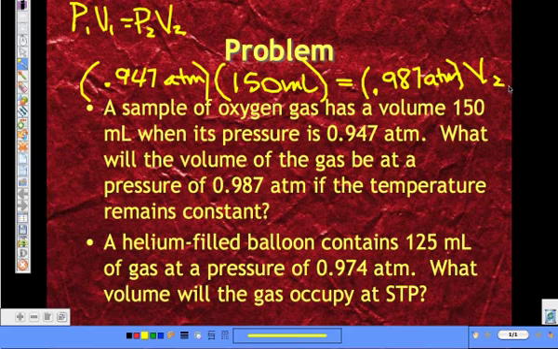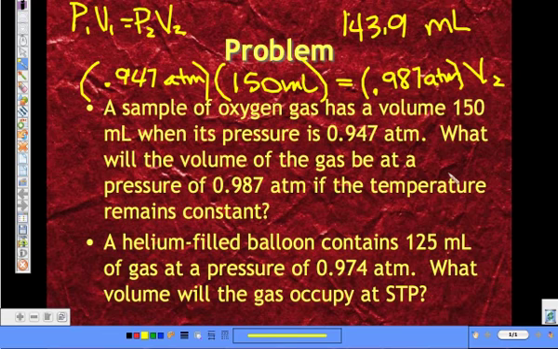To solve this, you're going to divide by 0.987 on both sides. So multiply those two together and divide by 0.987. And what's our units? Milliliters. 143.9 milliliters. Good. Questions on how to do that?